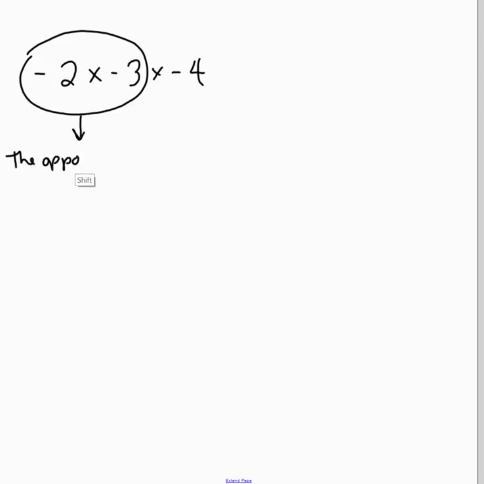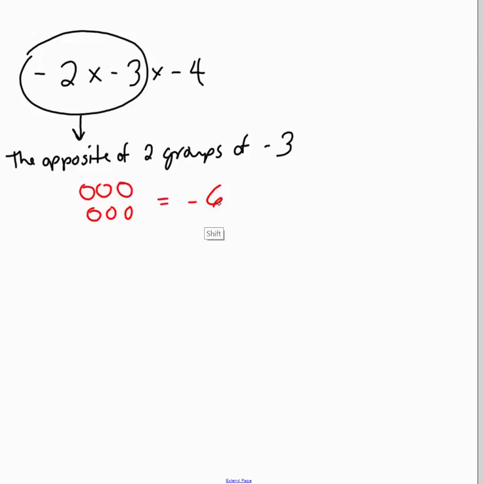What if I had something like negative 2 times negative 3 times negative 4? This one is quite complicated, so let's look at this first. This means the opposite of two groups of negative 3. So let's think about what's two groups of negative 3. I get negative 6. The opposite of that, so what's the opposite of negative 6? Is 6. Now that piece became 6.